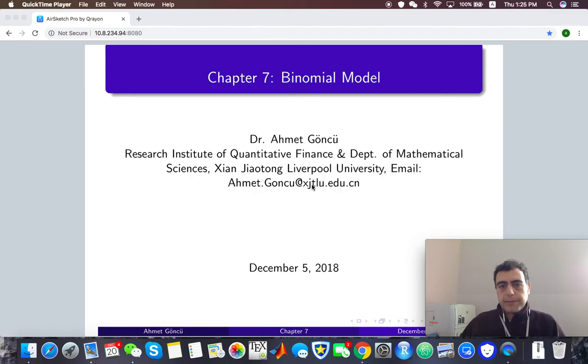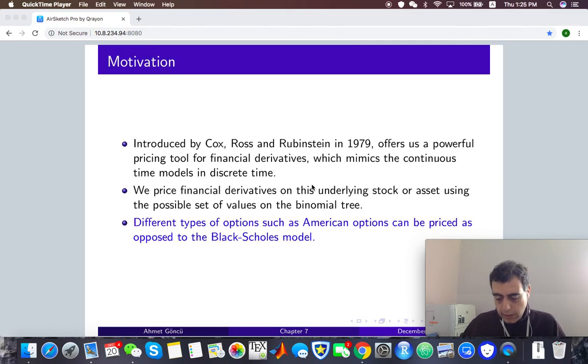Welcome to Chapter 7, Binomial Model. So basically we will talk about the binomial model, which was introduced by Cox, Ross, Rubinstein in 1979. This is actually after the Black-Scholes model has been published in the literature. And you can think of the binomial model as the discrete version of the Black-Scholes model.